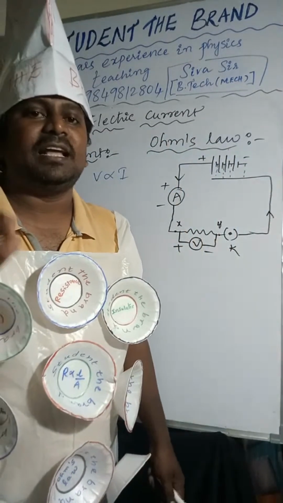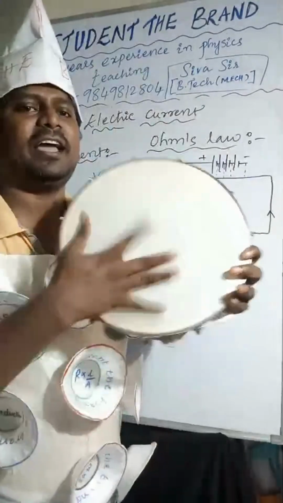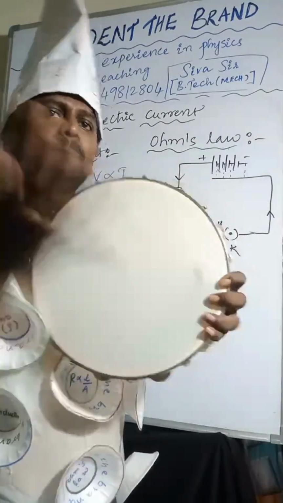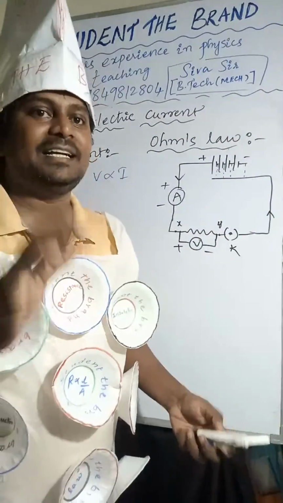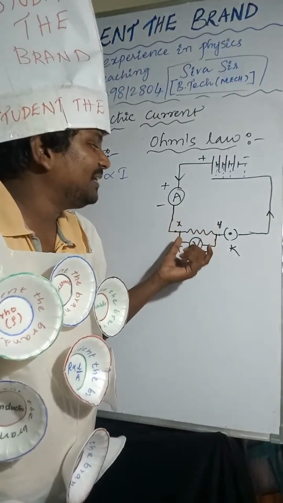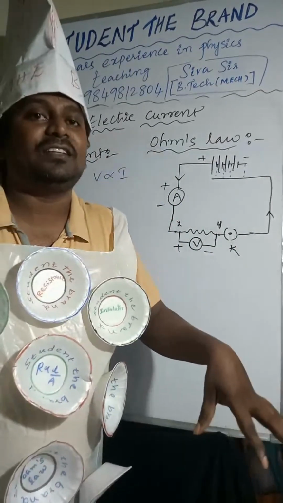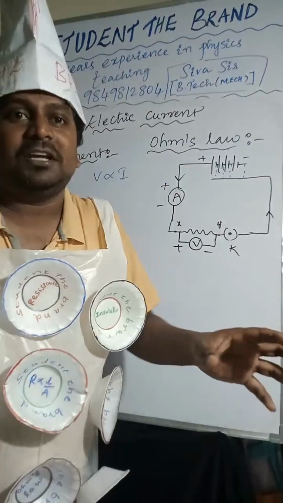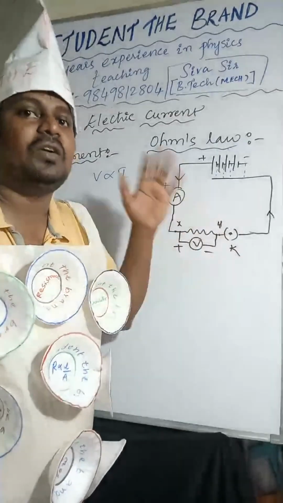The potential difference. Very important. Once again, everyone be active. Potential difference across a metallic conductor: the potential difference across the ends of a metallic conductor is directly proportional to the current flowing through it at a constant temperature.